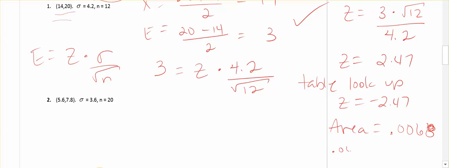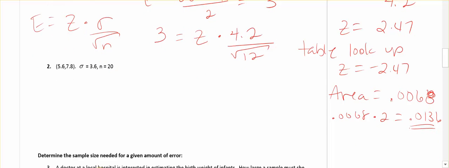So 0.0068 times 2 would give you what? 0.0068 times 2 is 0.0136. So what is that value? That was the blank space from page 1, if you remember. And so you need to do 1 minus what you just found. So your confidence level is approximately 98.64. That's your confidence level.